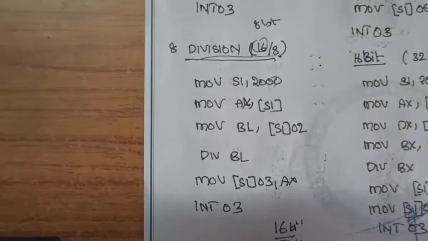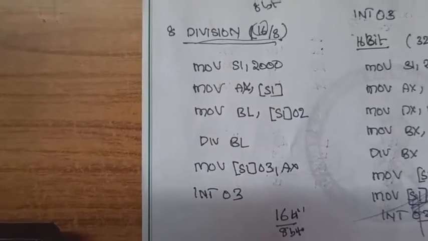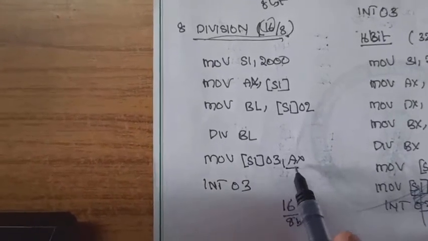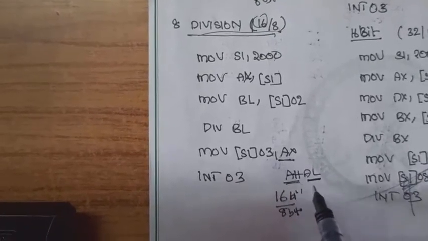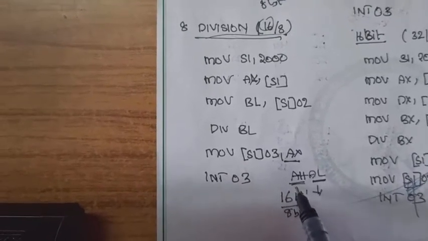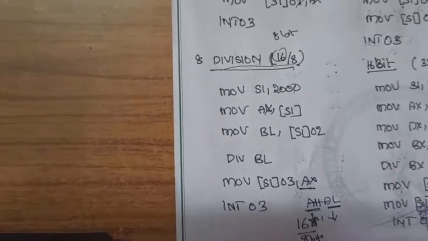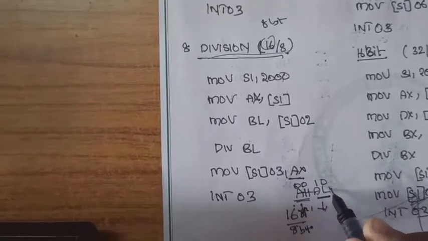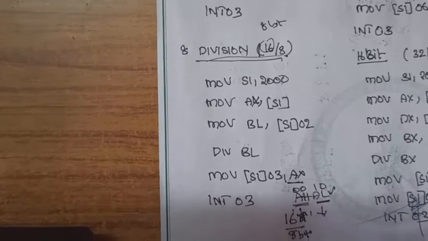Now for any division we get a quotient as well as a remainder. Here the total result is stored in AX. AH and AL: the lower order AL stores the quotient and AH stores the remainder, that is 0010. The remainder is 0, so the quotient will be stored in the lower byte and the remainder will be stored in the higher byte of the AX register. Now let us implement the same here.